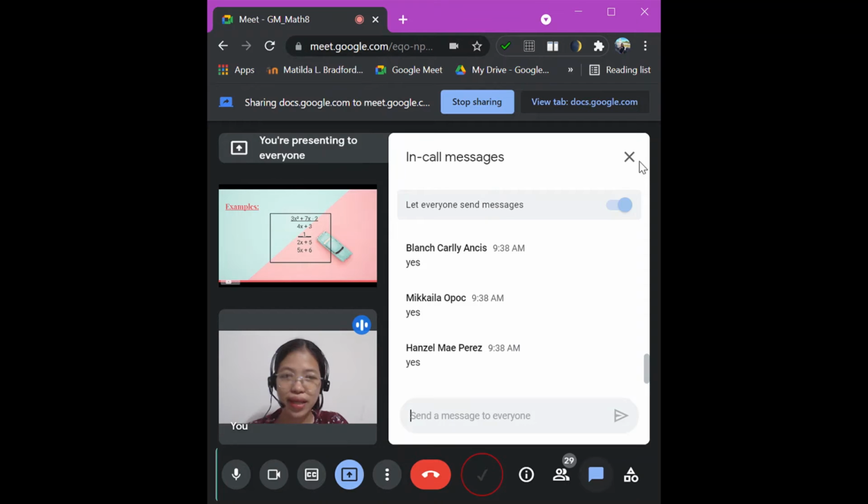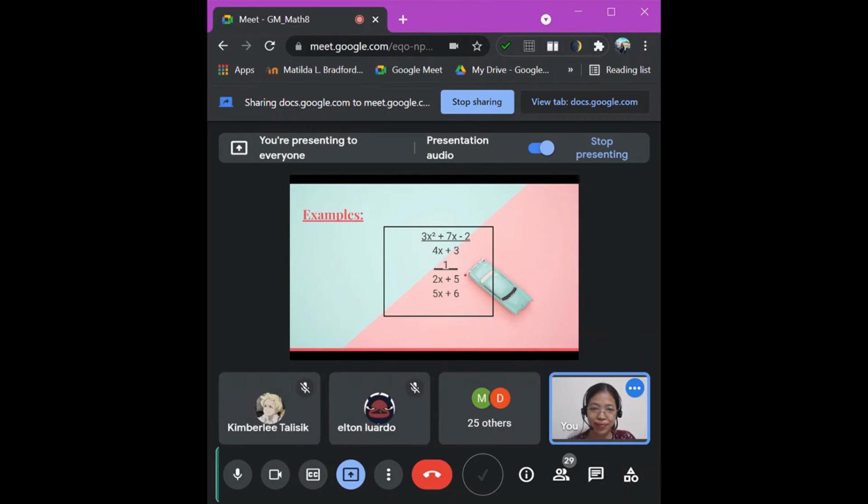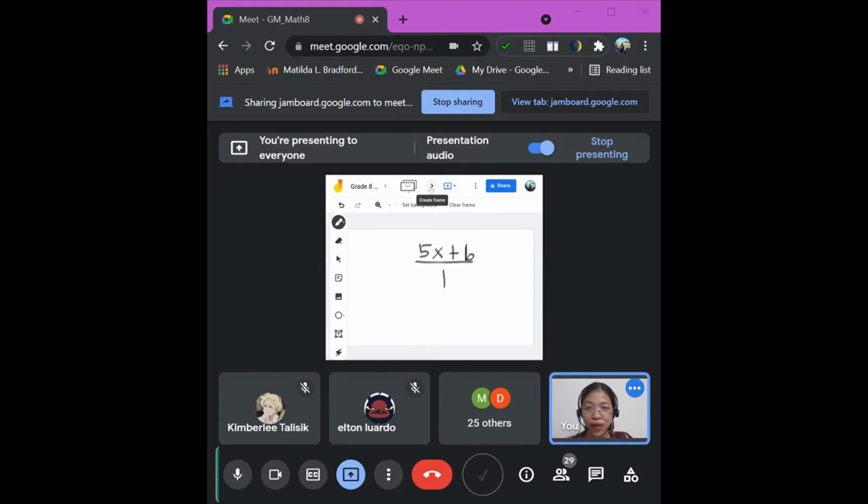Okay. Do you understand why it is a rational algebraic expression? And then the last one here is the same as the example above, so that is also a rational algebraic expression. Now, this time, I'll show you the Jamboard and tell me if it is a rational algebraic expression or not. Okay?